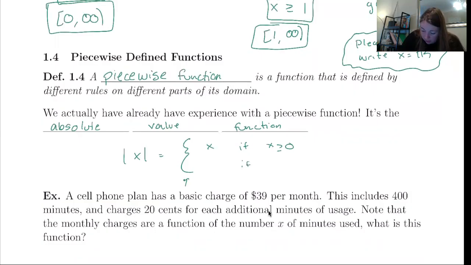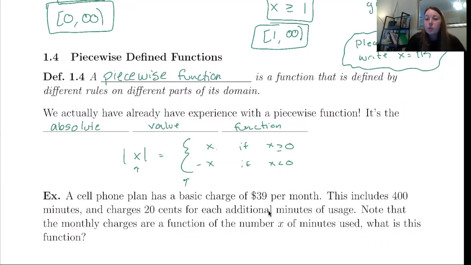But if x is less than 0, it's a negative number and I want it to be positive. To undo the negative, I multiply by another negative. So I would say that my output is negative x. My input is x. My output is x if it falls in this domain, or it's this output if x falls in that domain. That's why it's called piecewise. I'm piecing together different functions depending on the domain.